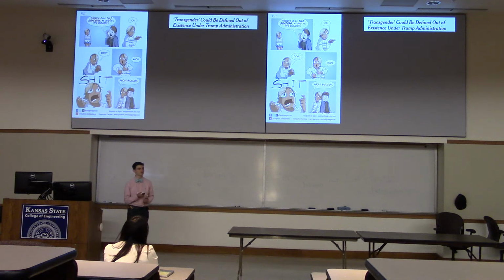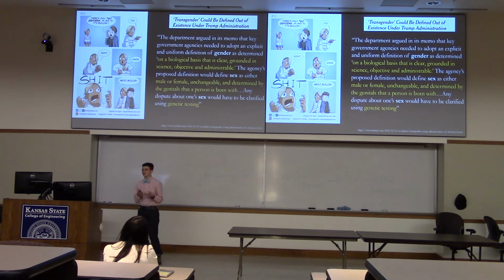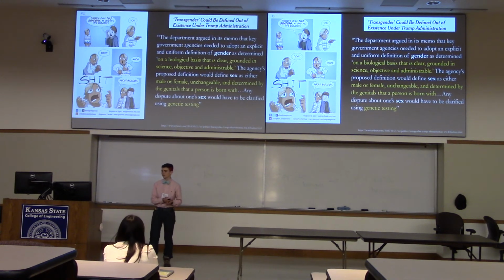So I don't know how many of you are aware of this, but in October of 2018, the Department of Health and Human Services leaked a memo to the New York Times, which proposed that key government agencies need to adopt an explicit and uniform definition of gender as determined on a biological basis that's clear, grounded in science, objective, and administratable. The agency's proposed definition would define sex as either male or female, unchangeable, and determined by the genitals that a person is born with, and any dispute about one's sex would have to be clarified using genetic testing.